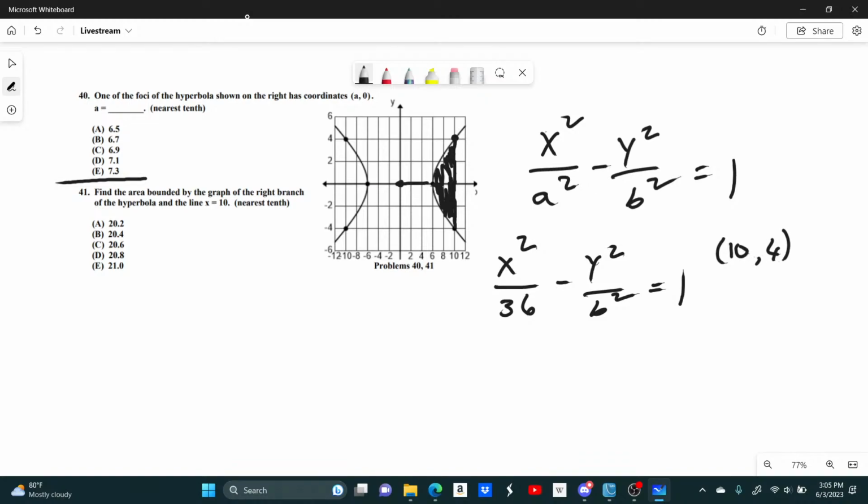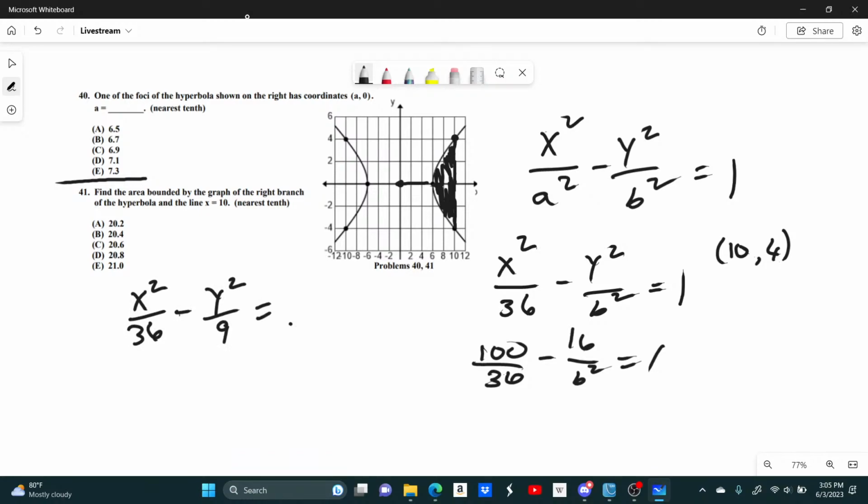So we can use that to solve for b. x is 10, so that's 100 over 36 minus 16 over b squared equals 1. One second, let me solve for b real quick. Okay, we get b squared equals 9. So the equation of our hyperbola is x squared over 36 minus y squared over 9 equals 1. There you go. That's the equation of the hyperbola.